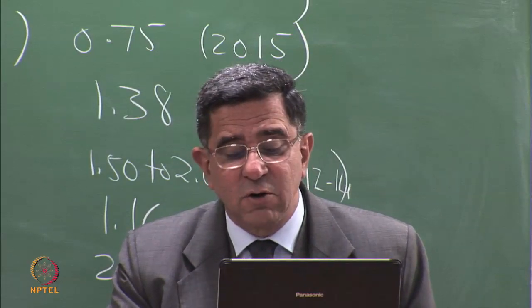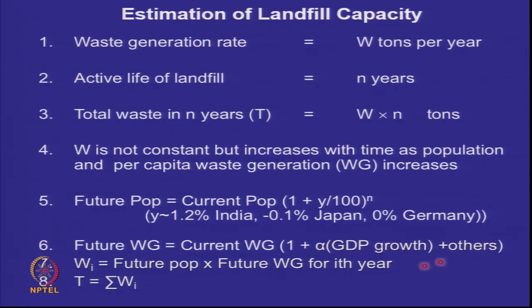6 to 7%. So this is going to go up, right? So basically, what you need to do is, for future years, you have to look at the future population, you have to look at the future WG for the ith year, and for each year, you have to compute it and sum it for your n years. So this is an underestimate. Really, this is an underestimate. But this is just a very simple way of looking at things.